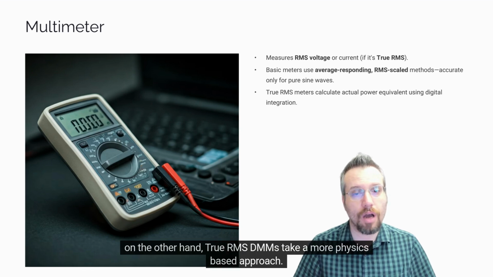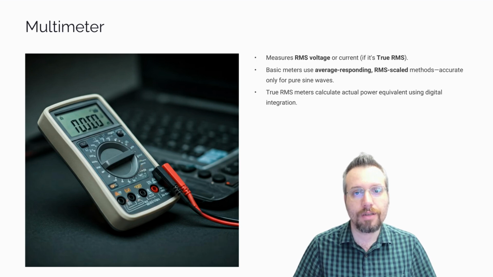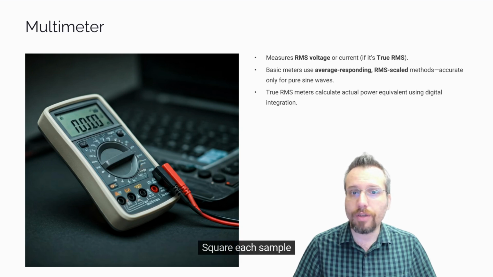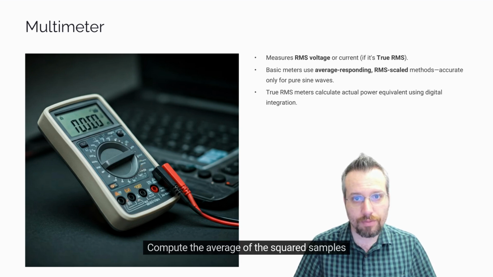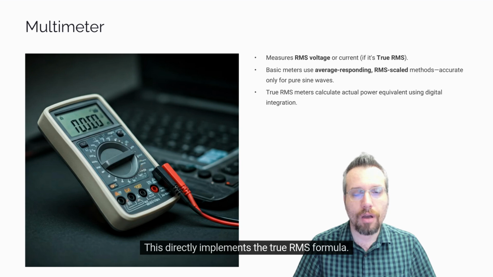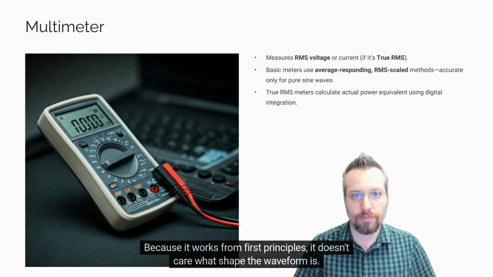On the other hand, true RMS DMMs take a more physics-based approach. They digitally sample the signal at multiple time points, square each sample, compute the average of the squared samples, then take the square root. This directly implements the true RMS formula. Because it works from first principles, it doesn't care what shape the waveform is.